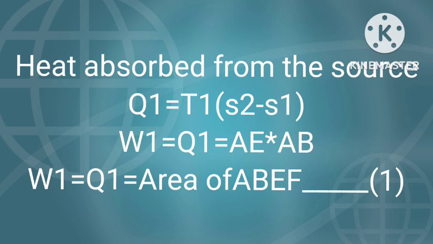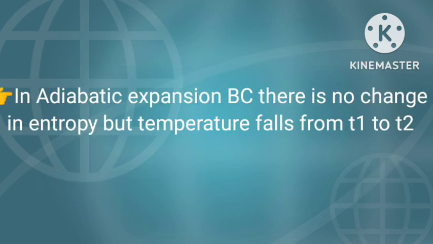Heat absorbed from the source, Q1 equal to T1 into S2 minus S1, by using the second law of thermodynamics. Q1 equal to AE into AB. W1 equal to Q1 equal to area of ABEF. In adiabatic expansion BC curve, there is no change in entropy, but the temperature falls from T1 to T2.